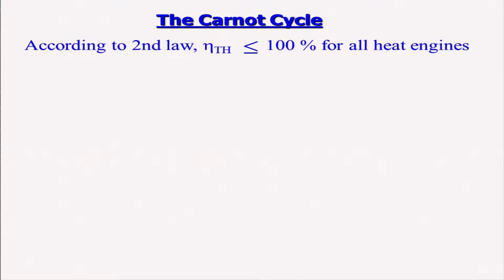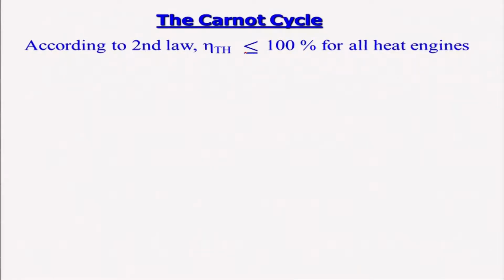According to the second law of thermodynamics, the thermal efficiency cannot be equal to 100%, but it must be less than 100%. So, it will always be less than 100% for all heat engines, whatever it is. It cannot be equal to 100%.